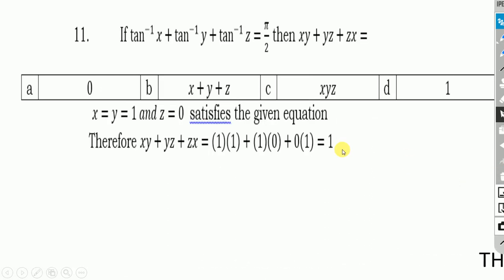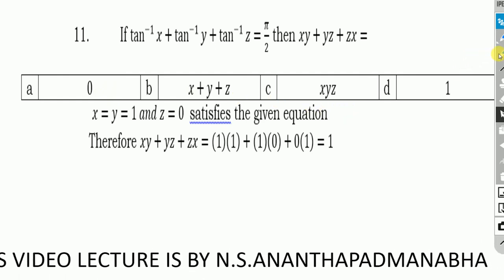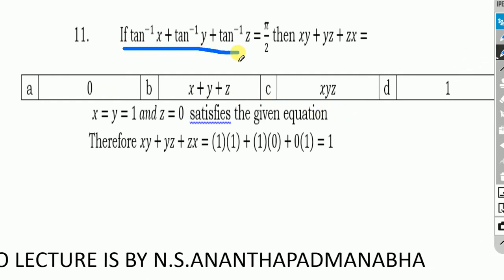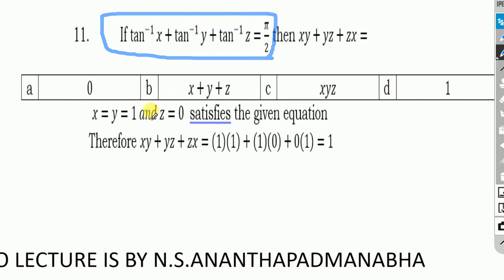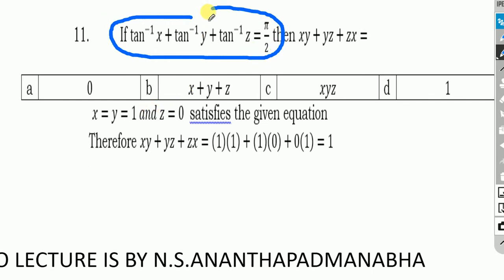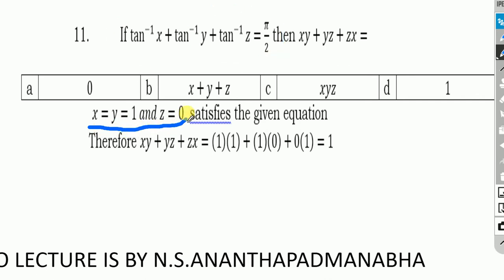So let us move to the next question. If tan inverse of x plus tan inverse of y plus tan inverse of z is equal to pi by 2, then xy plus yz plus zx is equal to, option A is 0, option B is x plus y plus z, option C is xyz, and option D is 1. So you can observe the given problem. You can choose the values satisfying this given equation. I will take here x equals y equals 1 and z is equal to 0.